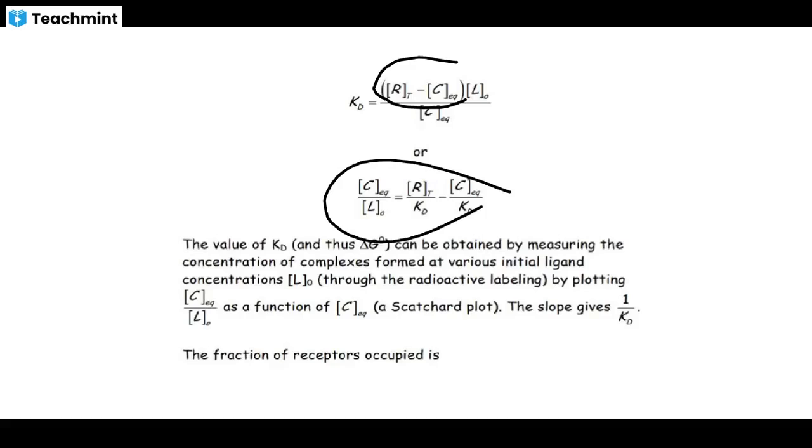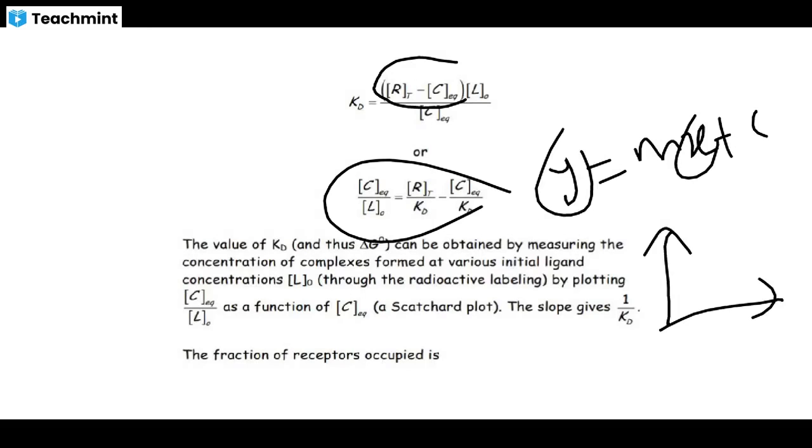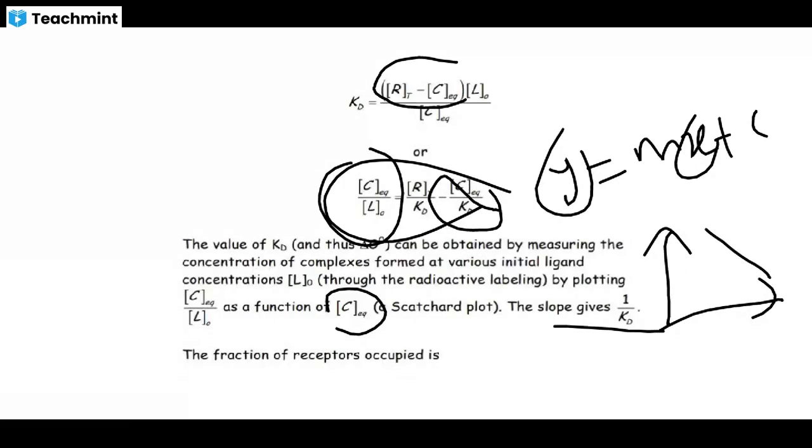The value of Kd, and thus delta G, can be obtained by measuring the concentration of complex formed at various initial ligand concentrations L0 by plotting C equilibrium against L0. It is just the y equals mx plus c formula. Y is C equilibrium divided by L0, and x is C equilibrium. So m is minus 1 by Kd; the slope gives minus 1 by Kd, which means a negative slope.